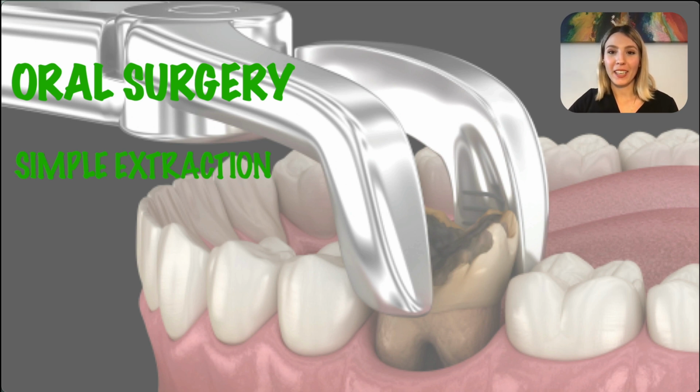My name is Dr. Clara, and today we will be talking about simple extractions. Just a reminder that all the information that is bolded and highlighted in blue is something that I've seen come up on exams, and you should really try to remember those. Now, let's get into it.